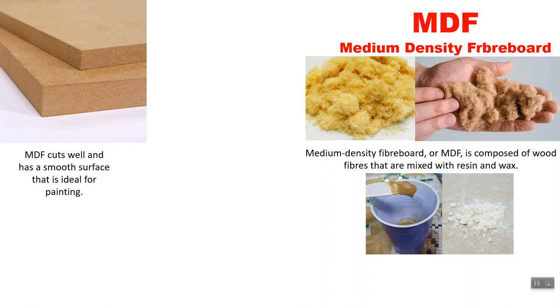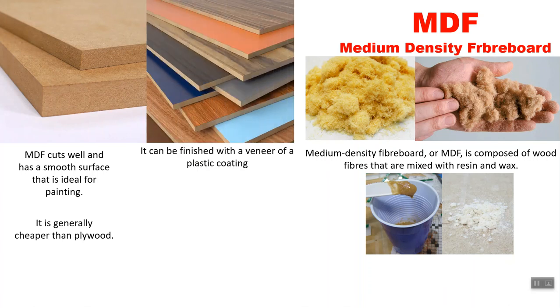MDF cuts well and has a very smooth surface that is ideal for painting. In fact, it can take any finish you want. It can even be varnished or stained. In general, MDF is cheaper than plywood. It can be finished with a veneer or a plastic coating just to improve its aesthetics and to protect all the surfaces from humidity.